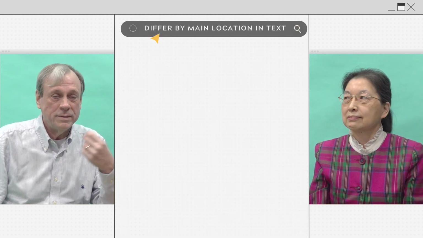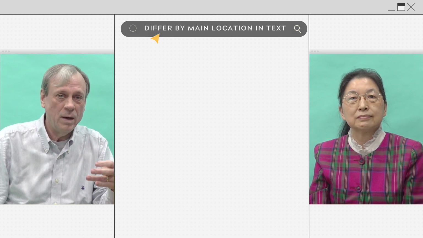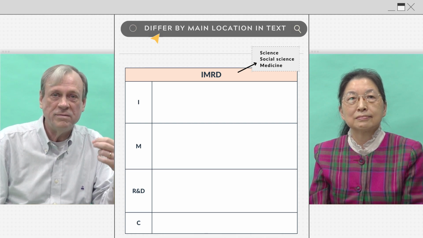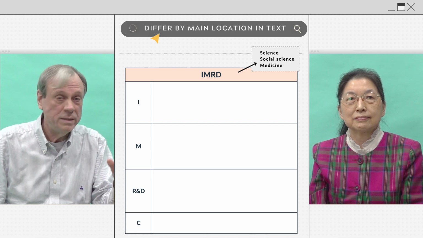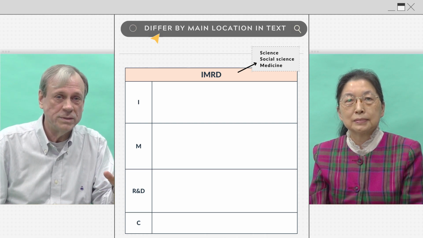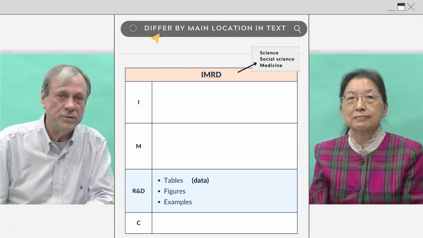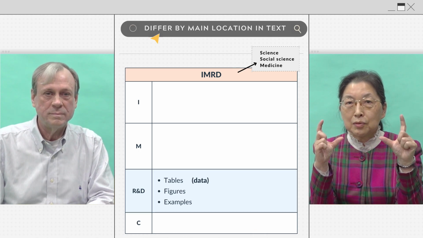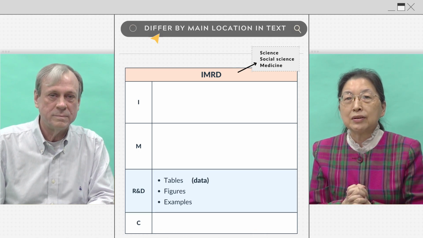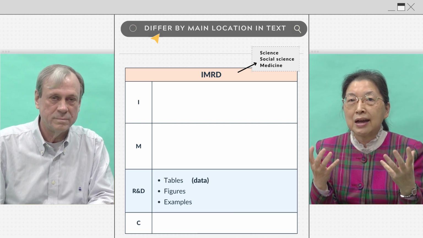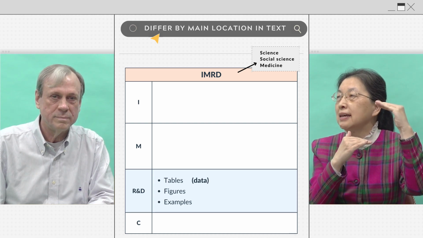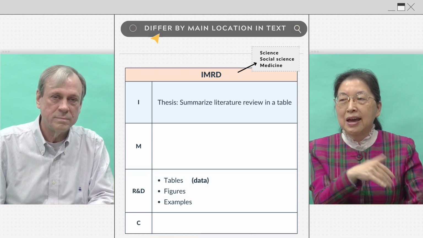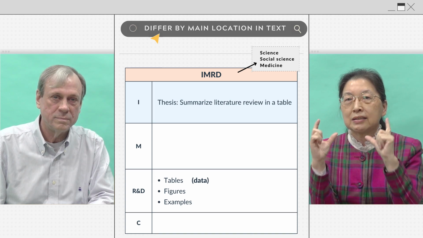So again, there's a difference between the common location. In many fields that use IMRD, most of the tables, figures, examples, at least in a journal article, will be in the results and discussion. But again, that differs if you're writing a thesis. Exactly. When you write a thesis in your chapter 2, which is the literature review, especially in education, we tend to ask students to summarize the literature they have reviewed in a table. So in addition to the text, you also need to provide a succinct table.